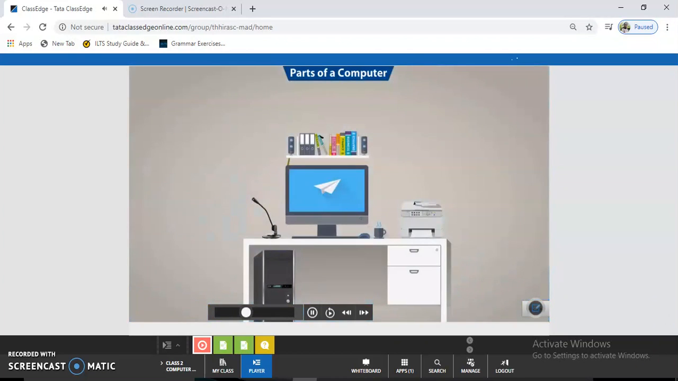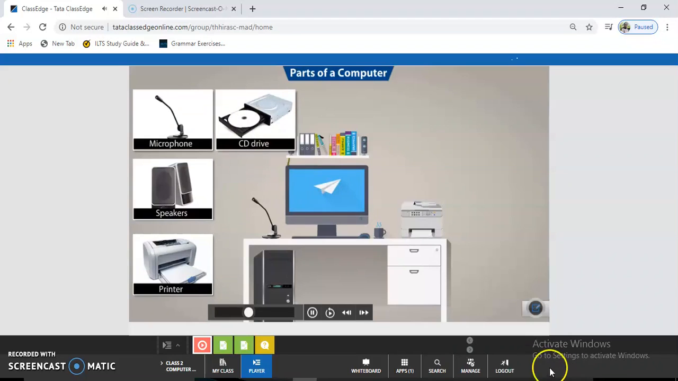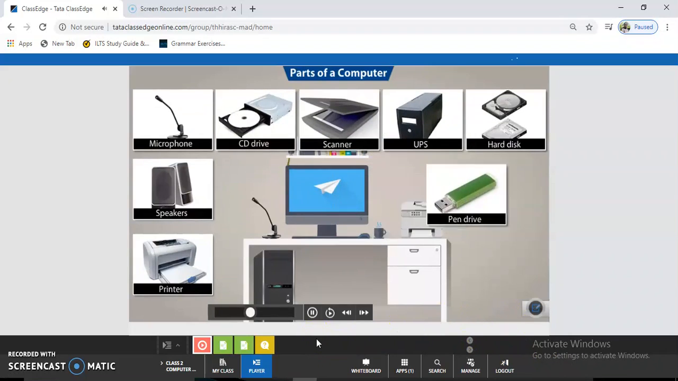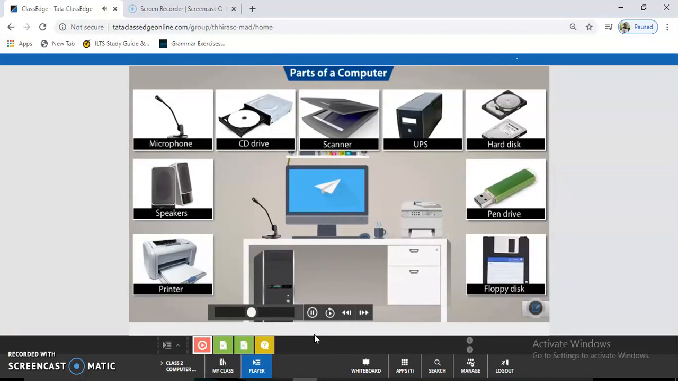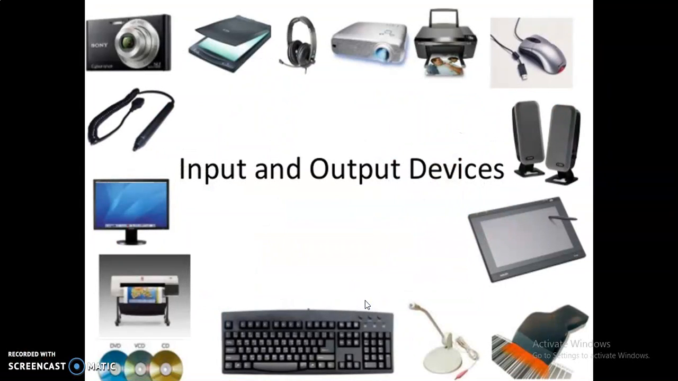But we can attach additional parts like printers, speakers, microphones, CD drive, scanner, UPS, hard disk, pen drive, and floppy disks to a computer. Based on their function, the parts of the computer are divided into two types, that is input and output devices.